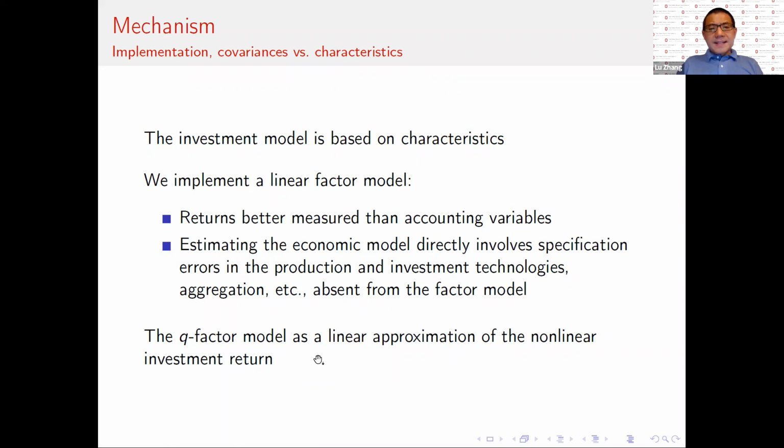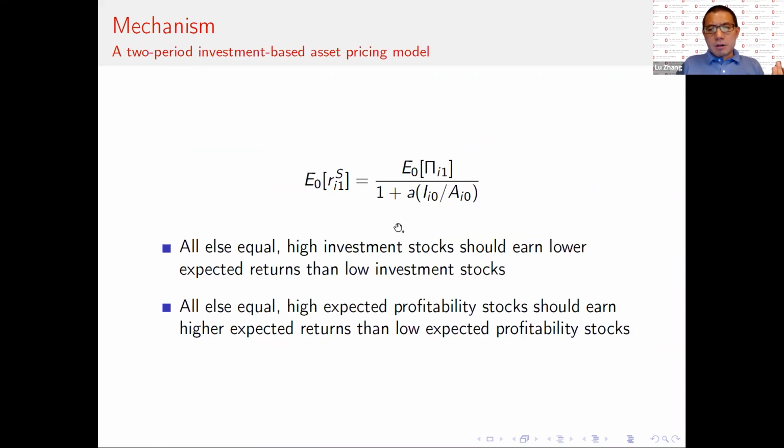So the bottom line is that we're going to interpret the Q factor model as a linear approximation of the nonlinear investment return model. Cochrane calls the right-hand side the investment return, and that has been the standard terminology. You see that the investment return is a nonlinear equation. We're going to implement the Q factor model in effect as a linear factor approximation of this nonlinear equation.